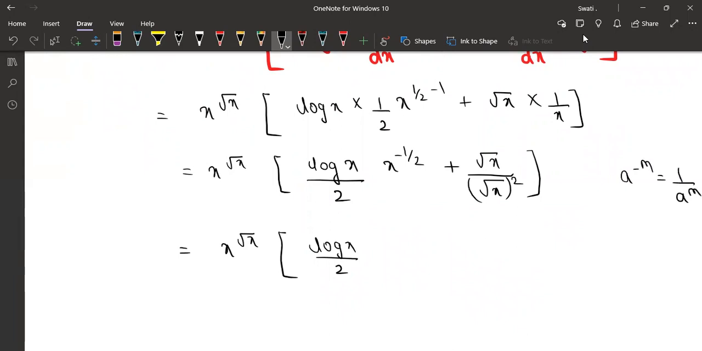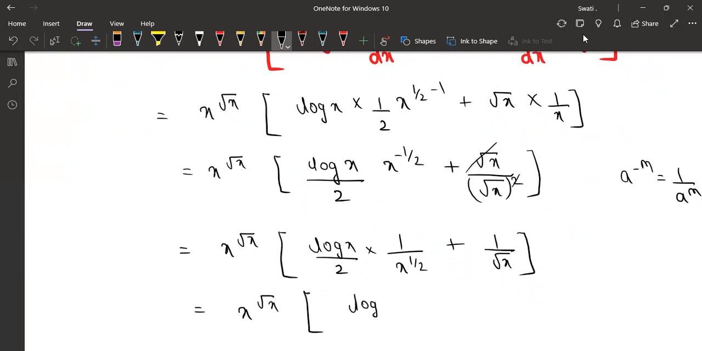So using this property of exponent, this will become 1 upon x raised to half, right? Here the square and the square root will get cancelled. So what we are getting is just 1 upon root x, right? And now in the last step, we can write this as x root x, and this will become log x upon 2. This is root x, right? X raised to half, we can just write as root x, and then plus 1 upon root x.